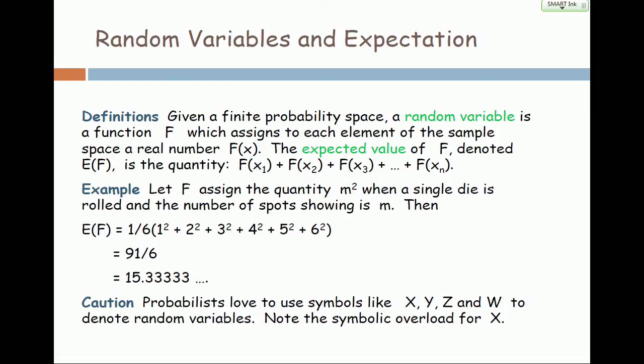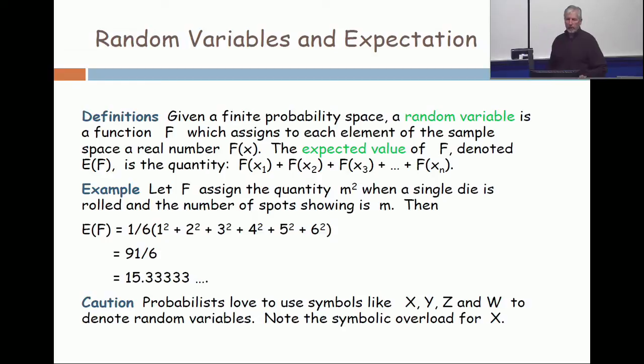Let F assign the quantity M squared when a single die is rolled and the number of spots showing is M. What's the expectation of F? So I'm going to roll a die, I'm going to look at the number of spots, and I'm going to take that number and square it. So what's the expectation? The probability that you get a 1 is 1 out of 6, and that gives you the value 1 squared. The probability that you get a 2 is 1 over 6, and that gives you the quantity 2 squared. 3 squared, 4 squared, 5 squared, 6 squared, but all of them multiplied by 1 sixth. And I've pulled the 1 sixth out front. And that's 91 over 6. And as a decimal, that's 15 point repeating threes.